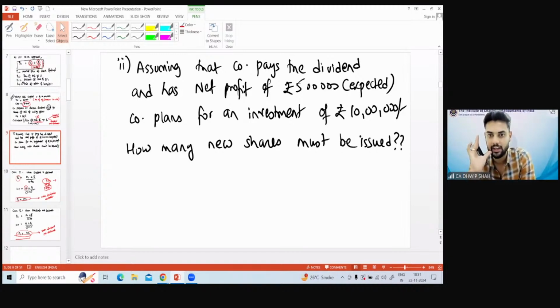This is asked. Correct? It means the company is planning for an investment after year 1 of 10 lakhs. The company has net profit of 5 lakh that is earned in the coming year. So can I say balance 5 lakh is only needed? Yes or no? I need 10 lakh of investment. I have profit of 5 lakh. So only 5 lakh would be needed, and to raise that 5 lakh, we will issue equity shares. Yes or no? No, friends, it is wrong.